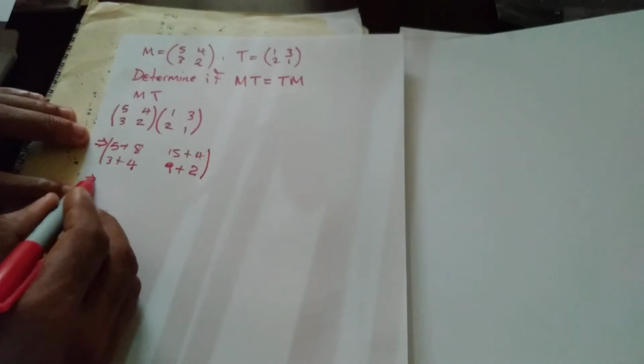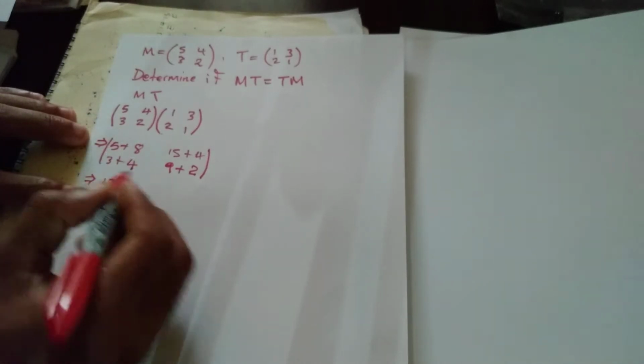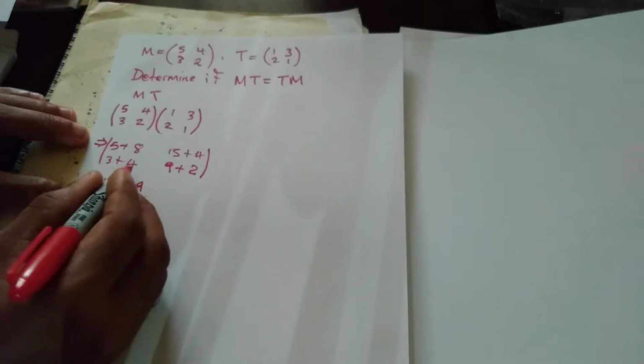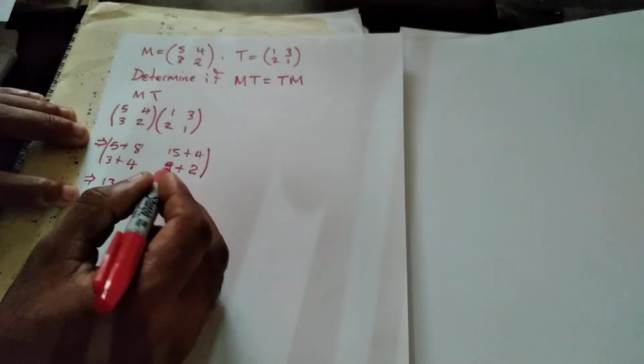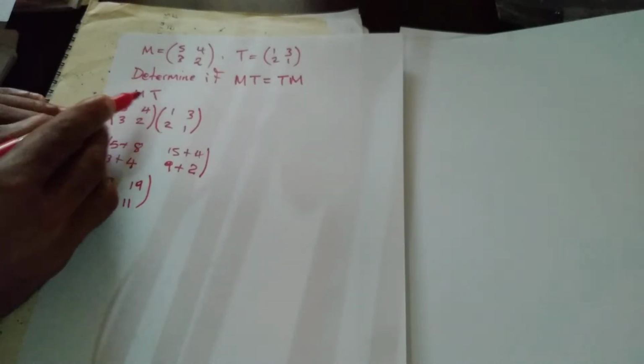Then we're going to add. So it's 5 plus 8, that's 13. 15 plus 4, that's 19. 3 plus 4, that's 7. And 9 plus 2, that's 11. So this is what MT is equal to. So now I'm going to find TM.